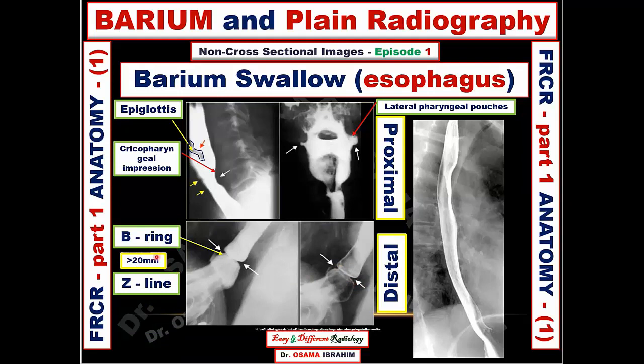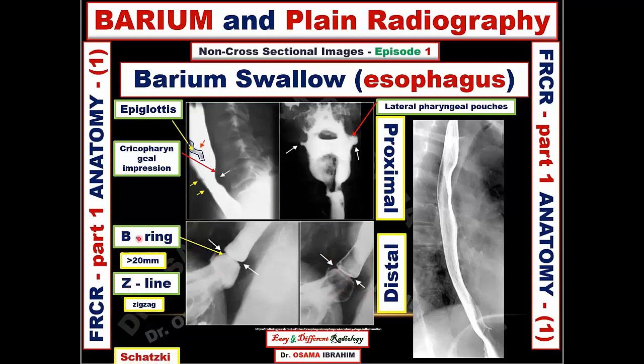This ring should be more than 2 centimeters or 20 millimeters to consider it an anatomical variant, because if less than this it can cause obstruction of the esophagus and cause dysphagia. So the B ring is an anatomical variant if more than 2 centimeters. However, the line is called the Z line because the connection between the two types of epithelium does not appear in a linear form but in a zigzag form, so Z comes from zigzag, so it is called the Z line.